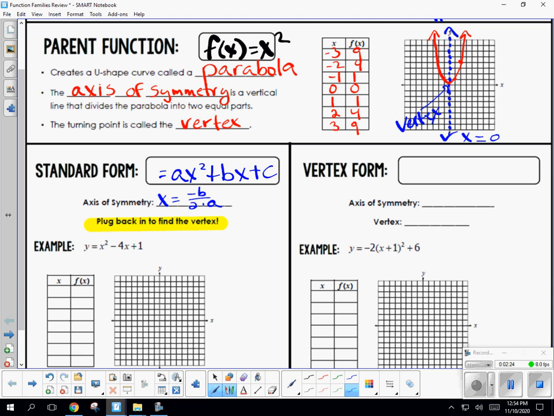All right, here's an example. We have y equals 1x squared minus 4x plus 1. Using our negative b over 2 times a, we have negative 4 over 2 times 1. That gives me x equals 4 divided by 2, which is 2. So my axis of symmetry, my AOS, is x equals 2. So I'm going to put that in the center of my chart here.